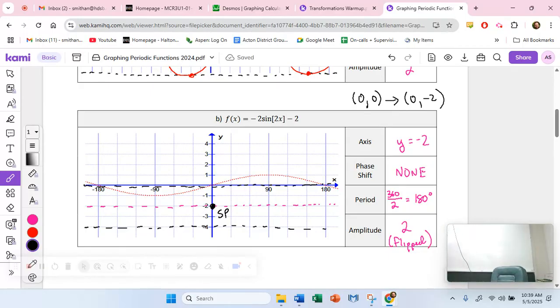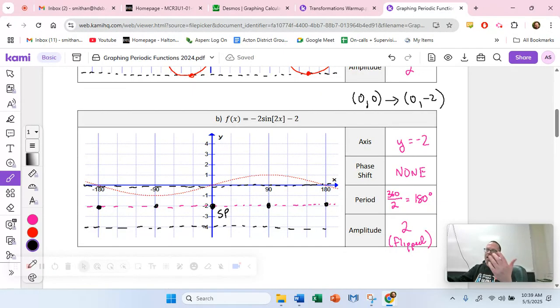All right, we need a squishier function, but we don't have to eyeball it. The period's 180. That means every 90, half a period, you're going to come back to the axis. So every 90, put another dot. Put a dot here, put a dot here, here, and here. And we're almost done.